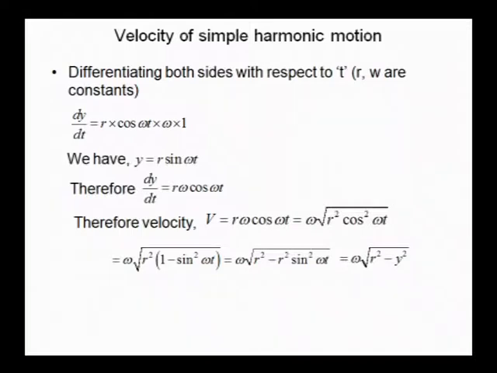If we write cos omega t in terms of sin omega t, we can write omega into root of R square into 1 minus sin square omega t, because cos omega t is root of 1 minus sin square omega t. We are taking the R into the root sign, so that we can write R square sin square omega t as y square. So, simplifying, we get the velocity of the simple harmonic motion v is equal to omega root R square minus y square.